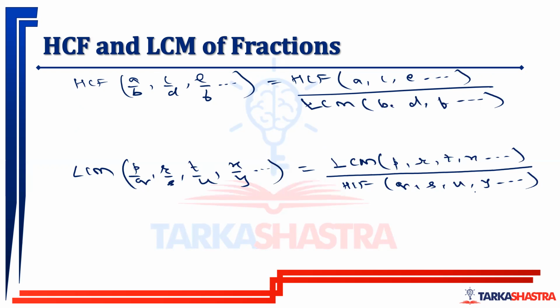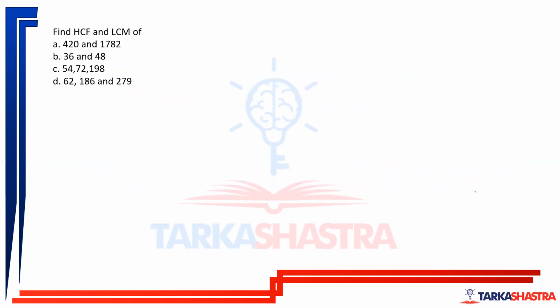So, now let us try to find out the LCM and HCF of these numbers, 420 and 1782. For 420, I am interested in the final product. So 420 is nothing but 42 into 10, which is 6 into 7, so 2 into 3 into 7. Sorry, into 10 is 2 into 5. So 420 final value is 2 square, 3 to the power 1, 5 to the power 1, 7 to the power 1.